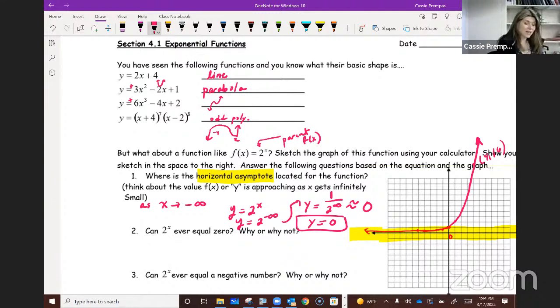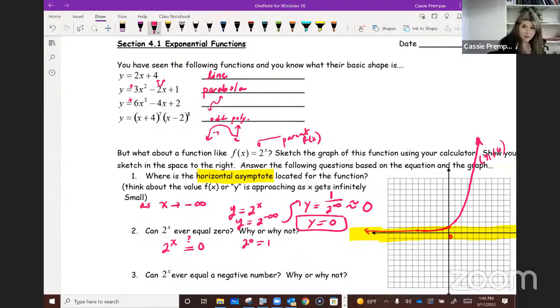Number 2, can 2 to the x ever equal 0? Look at this function. Can the y value ever equal 0? Well, let's think about it. 2 raised to what power would equal 0? Obviously, if x is positive, you're just going to get a big number. If x is equal to 0, what would happen? That equals 1. Not going to happen.